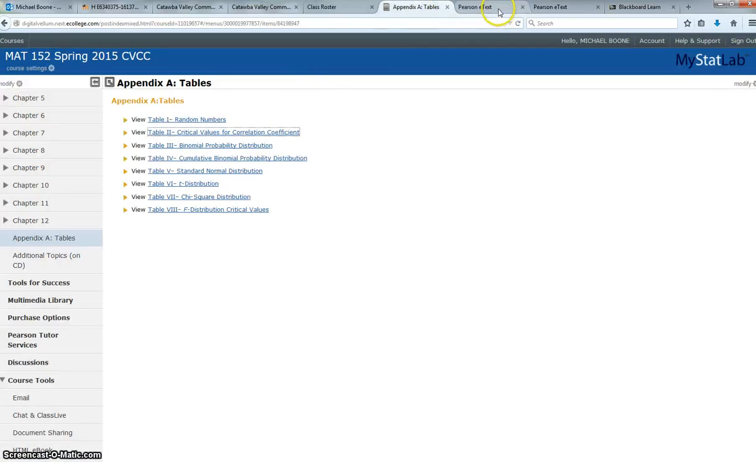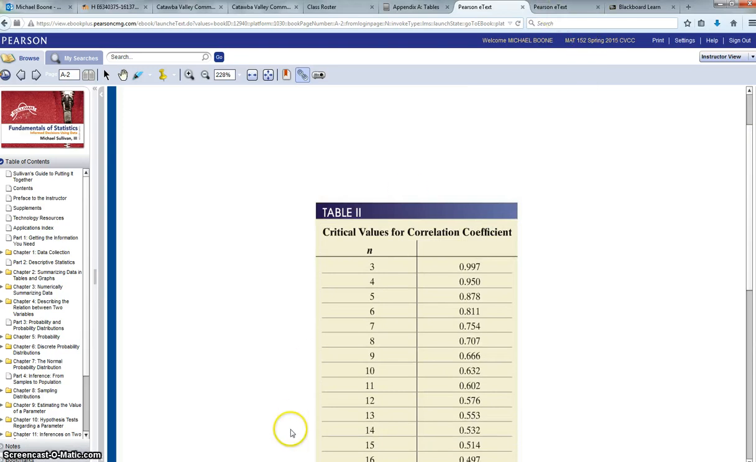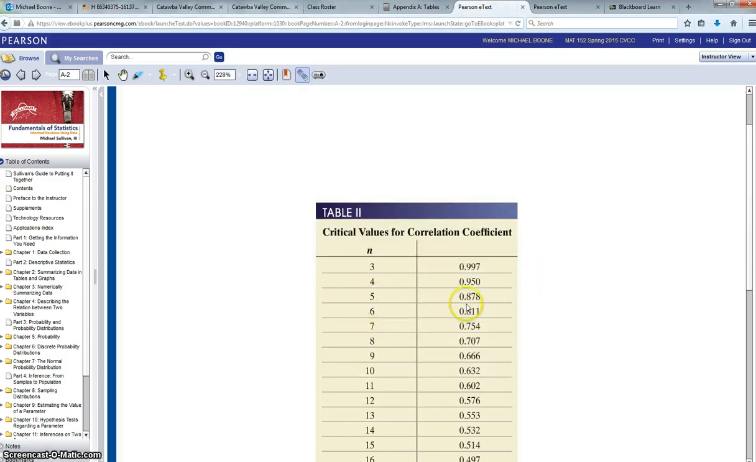Also, let's talk about negatives. Let's say it was a negative relationship and I got a value of negative 0.977. Going back to the table with 5 data points, we look at the absolute value of our correlation coefficient. So I wouldn't look at the negative 0.977. I would just say, is 0.977 bigger than 0.878? If it is, there's a linear relationship. So again, the closer you are to negative 1 or 1, the better linear relationship the two variables have with each other. Hope that helps with section 1 and section 2.